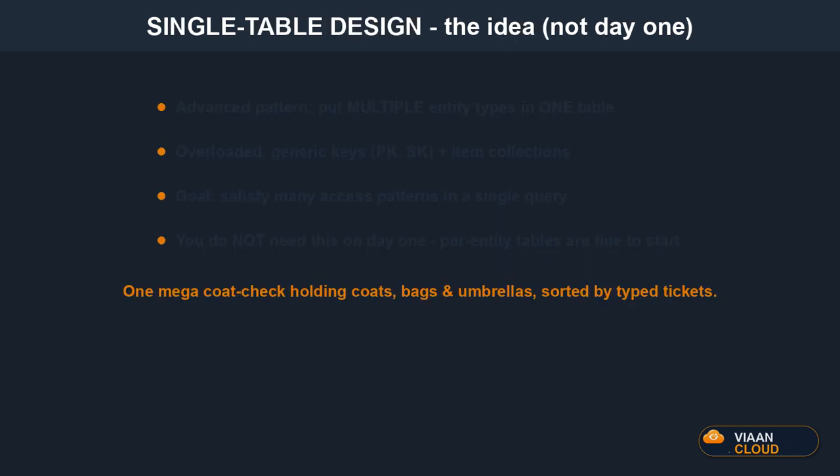You'll hear about single table design, so let me demystify it without scaring you. It's an advanced pattern where you put multiple entity types, users, orders, products into one table, using generic overloaded keys and item collections, so a single query can satisfy many access patterns at once. It's powerful at scale, but here's the honest part, you do not need it on day one. Starting with one table per entity is perfectly fine, and you can evolve later. Think of one mega coat check holding coats, bags, and umbrellas, sorted by type tickets.